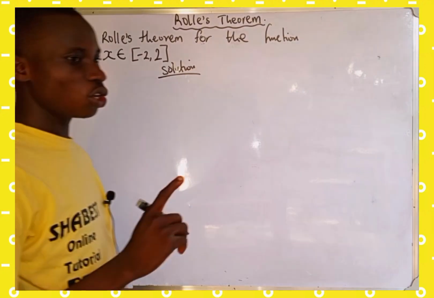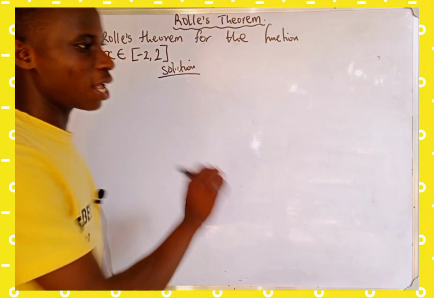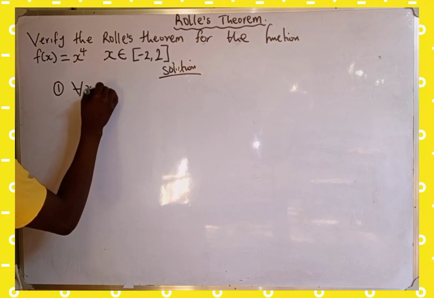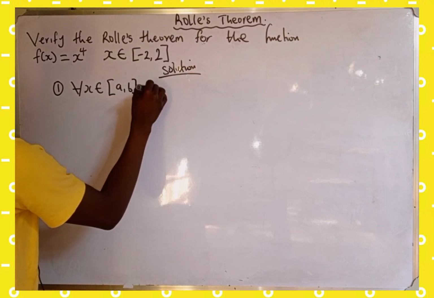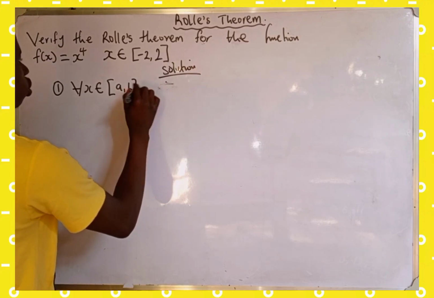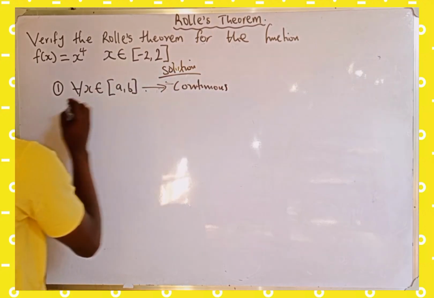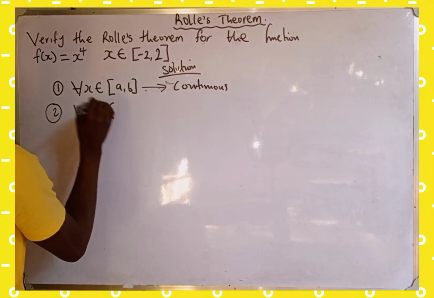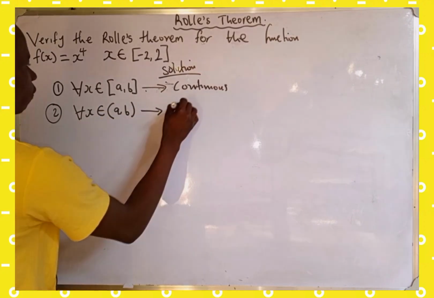For a given function to satisfy Rolle's theorem, the following conditions must be satisfied. Condition number 1: for all x an element of the closed interval a, b, the function must be continuous. The second condition: for all x an element of the open interval a, b, the function must be differentiable.